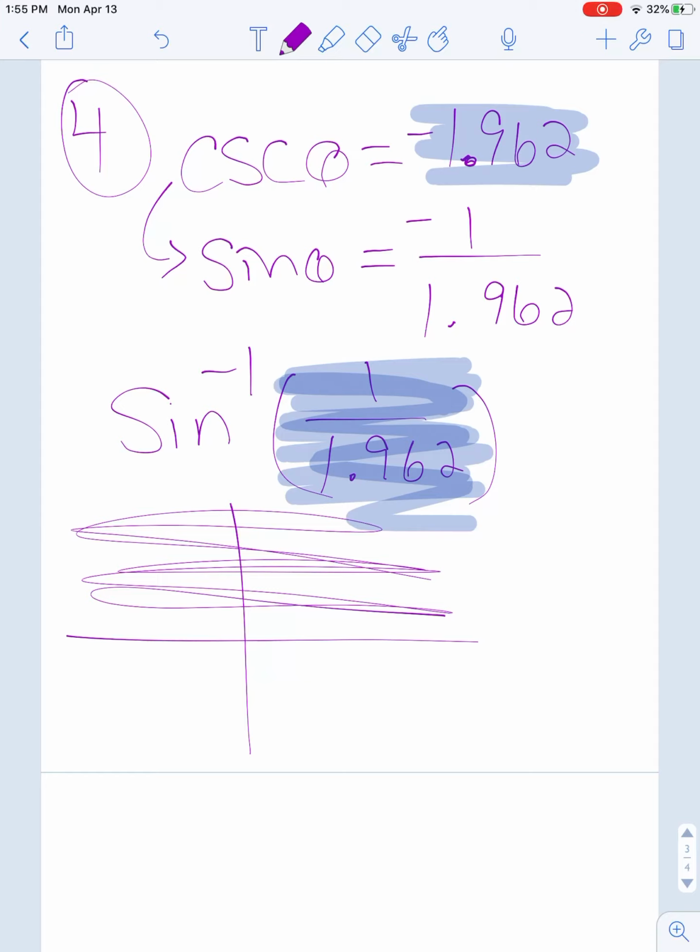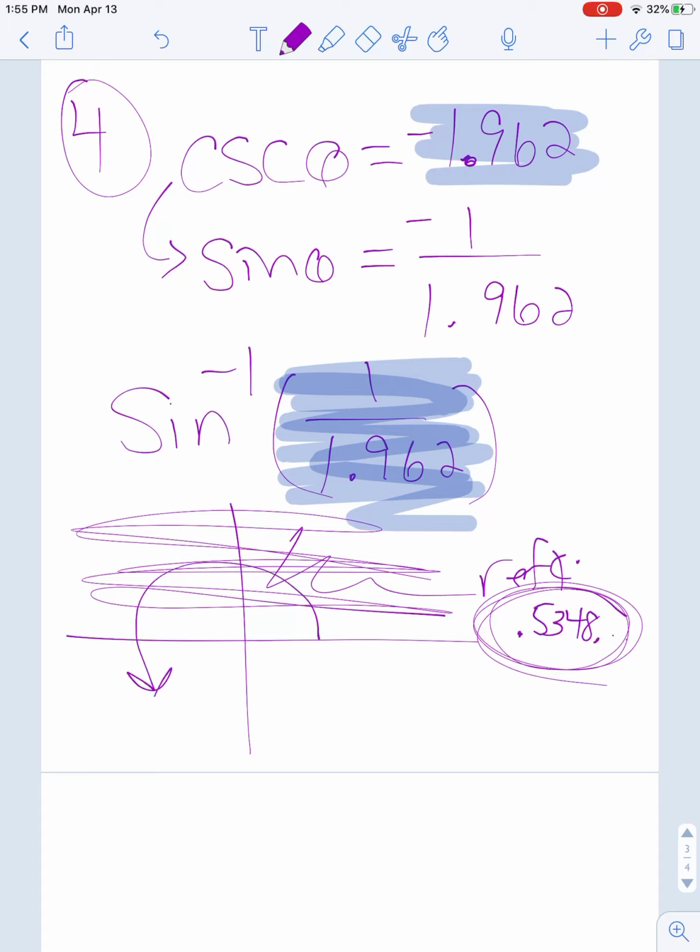Okay, so I go to the calculator. Inverse sine of 1 divided by 1.962. And so my reference angle is 0.5348, and so on. What am I going to do with it? I'm going to store it in for X. Is that reference angle an answer? No, that's my first quadrant answer. That is not going to be an answer. I have it stored in for X right now. I need the third quadrant answer.